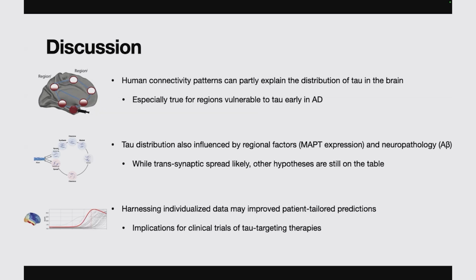And finally, connectome-based models have the potential to go beyond just hypothesis testing. We've shown a proof of concept that such models can forecast longitudinal tau accumulation at the individual level. And so we think that this can be developed into technology that can aid in clinical trials in the future.